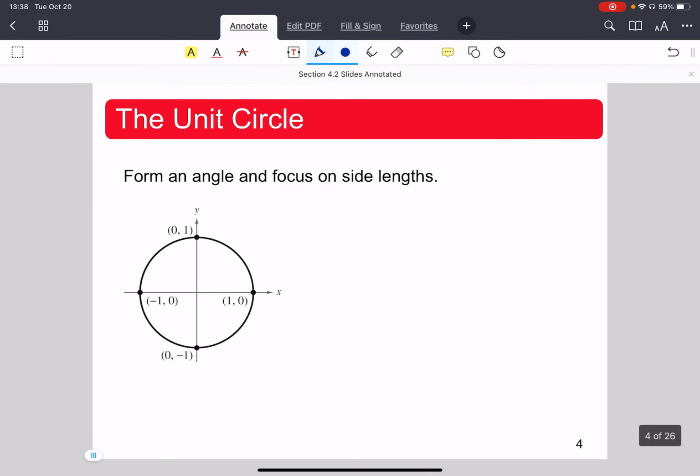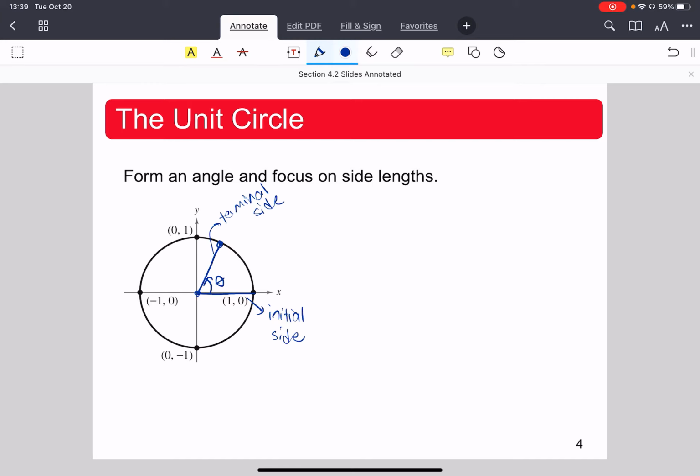So what we like to do in this slide is to form any type of angle and focus on the side lengths. Using this initial side, this one is my initial side. And you realize this happens to be my radius r, which is 1 unit. Then I'm going to form an angle that looks like this. So this is now my terminal side, because I ended up there. So terminal side, and this angle, let's call it theta.